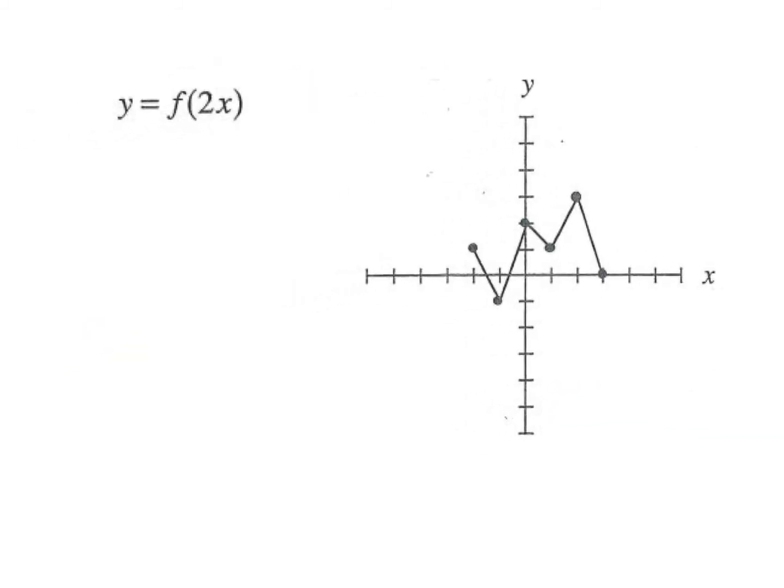In this case, we have a 2x inside the parentheses. Now 2x means multiply by 2. However, because it's inside the parentheses, we're going to do the opposite. We're not going to multiply by 2, we're going to divide by 2. So all of our x's are going to be divided by 2.